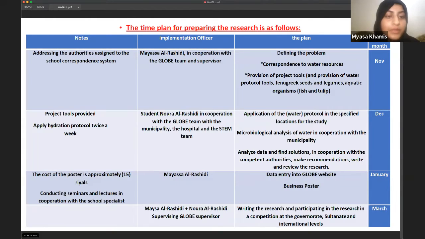The time plan for preparing the research. In November, defining the problem, response to water resource, preparing the project tools: water protocol tools, fenugreek seeds, legumes, and tulip, and aquatic organisms, fish and tadpole. In December, application of water protocol, microbiological analysis of water, analyze data and find solution, make recommendation, write and review the research. In January, entering the data into the GLOBE website, making the poster. In March, writing the research and participating in the research competition.